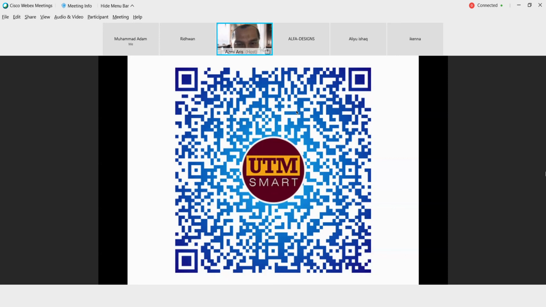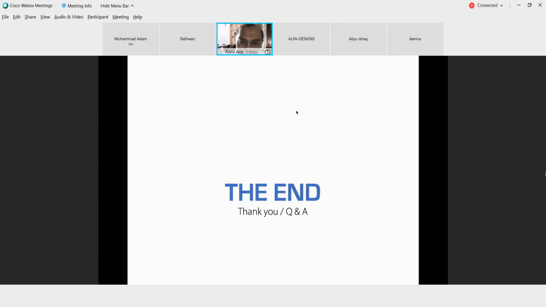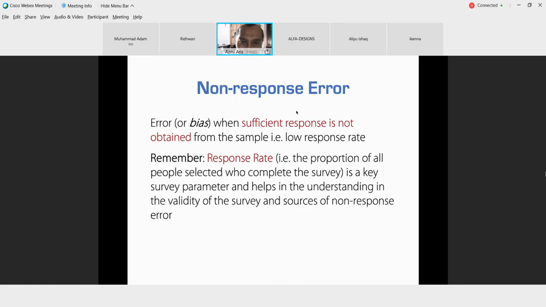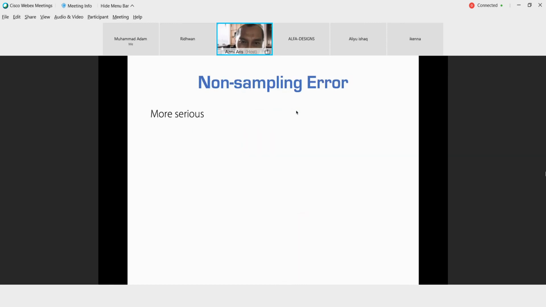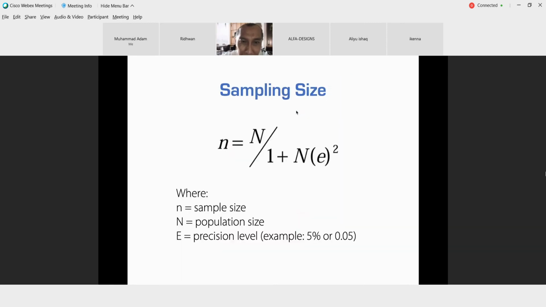All right. And then again, the number of samples will be affected by the precision level. If your number is small, meaning that your precision is low. So what is the minimum precision level acceptable in your field?